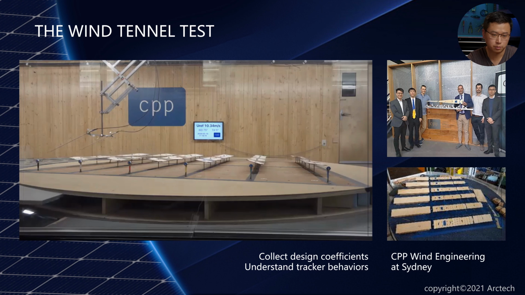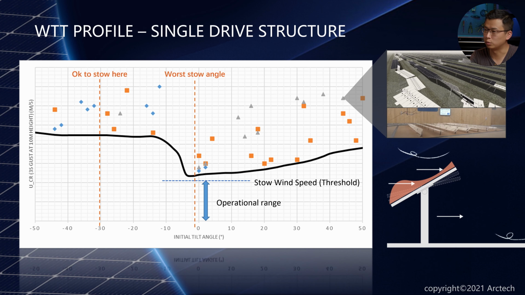So before that, I can give some briefing of the wind tunnel test. A wind tunnel test is used to collect design coefficients and to understand the tracker behaviors. I know many manufacturers or tracker providers in the industry say, hey, we have our design tested with the wind tunnel, so we are safe or bankable, but that's not really true. A wind tunnel test gives you a very objective understanding of your design, but you still need a very, very good design.